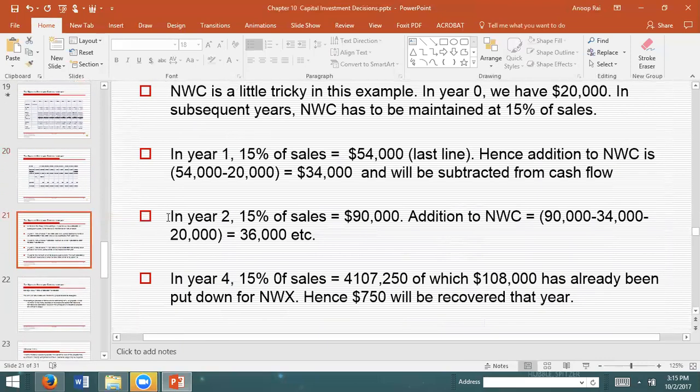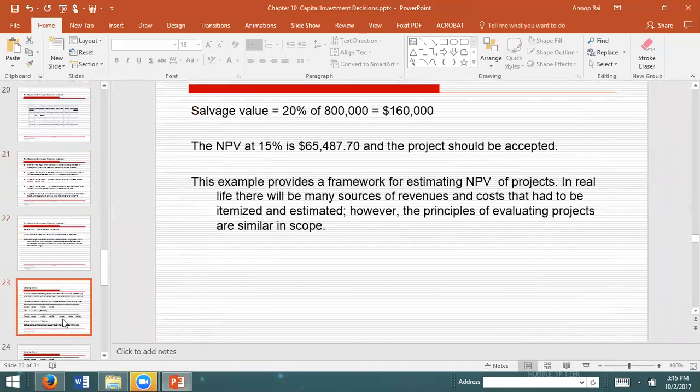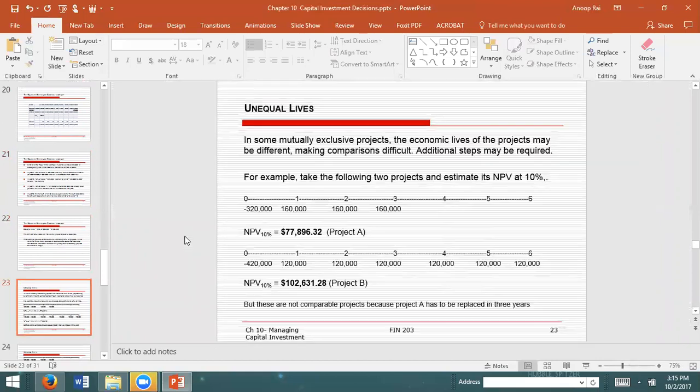Now we're going to move to a slightly different project. And this project talks about unequal lives. So what it means is as follows, that sometimes when you're evaluating 2 projects, you may have projects that have different lives. And then a question comes about, is it right to compare those 2 projects as being the same because of the fact that one lasts longer than the other?